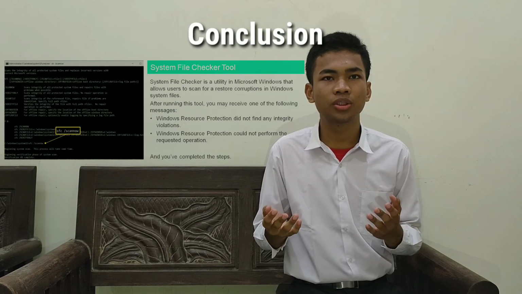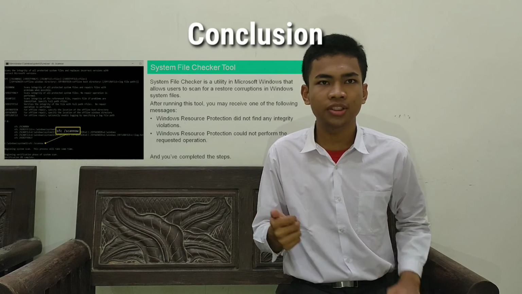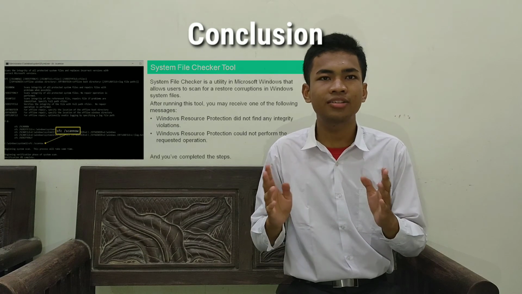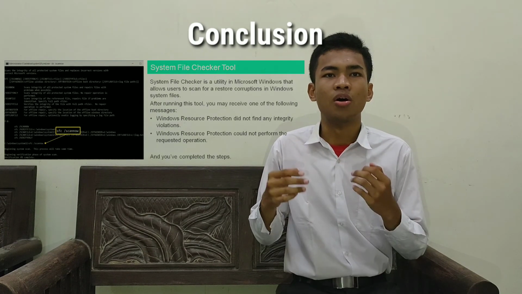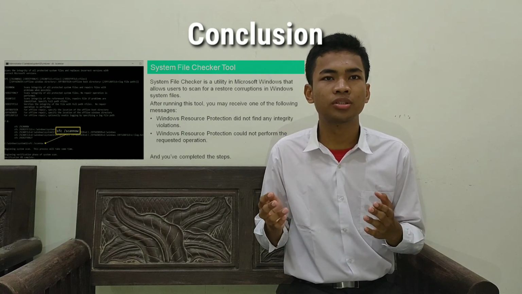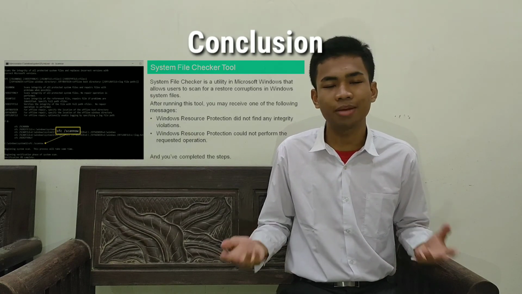After running this tool, you may receive one of the following messages. First is Windows Resource Protection did not find any integrity violations. The second is Windows Resource Protection could not perform the requested operation, and you are complete the steps.